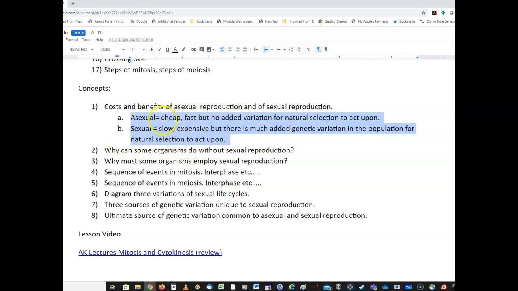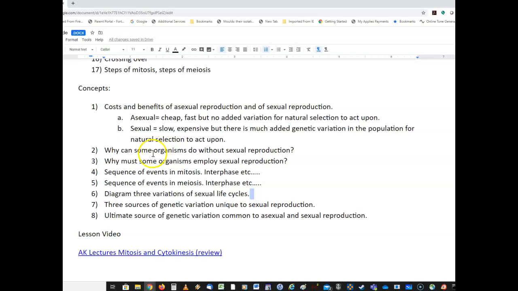So they can reproduce quickly, cheap and fast often, and then periodically, episodically indulge in sexual reproduction to get this added genetic variation. And so that's really why some organisms can do without sexual reproduction, and why some organisms must employ sexual reproduction. The reason sexual reproduction is enjoyable, like in animals, like in us, is to drive us to obviously do this because it's beneficial for the species.